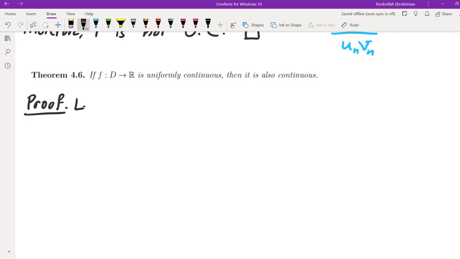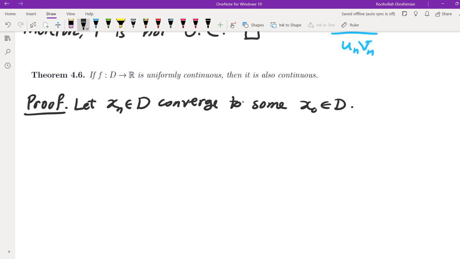So let's start with let xn in D converge to some x naught in D. I would have to show f of xn approaches f of x naught. In order to be able to use the uniform continuity, I need two sequences. So what I know is, again on the right, I'm going to look at the scratch work. What I know is this, and what I want to show is f of xn approaches f of x naught.